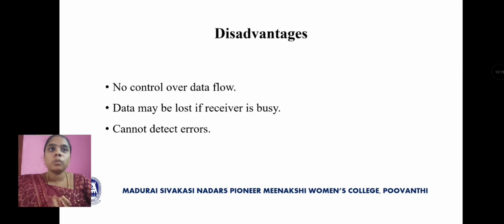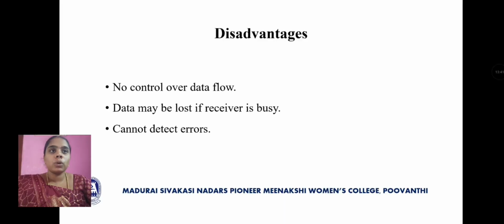The next point is that data may be lost if the receiver is busy. Frames may be lost in some situations when the receiver cannot process incoming data quickly enough. These situations may cause data loss and frame loss also. We can consider examples like a slow computer losing incoming packets during heavy network traffic.